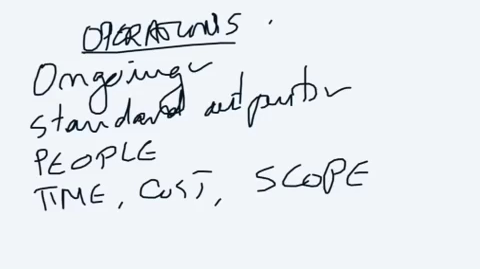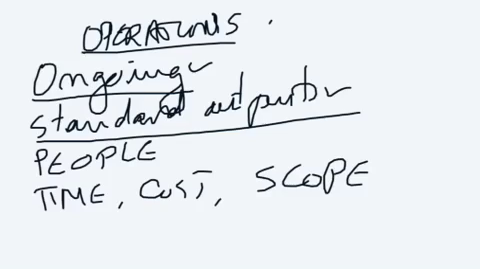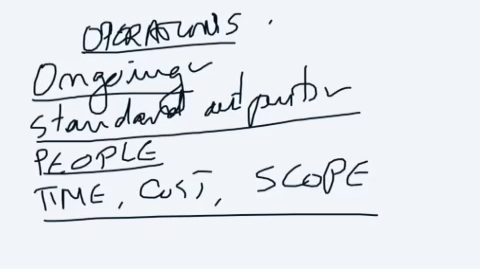So while there are similarities between projects and operations, the key difference is that projects are temporary in nature and operations are ongoing in nature. A project produces unique products and services as an output, whereas operations produce standard products or services as an output. And both are performed by people, and both are constrained by the limited resources of time, cost, and scope.